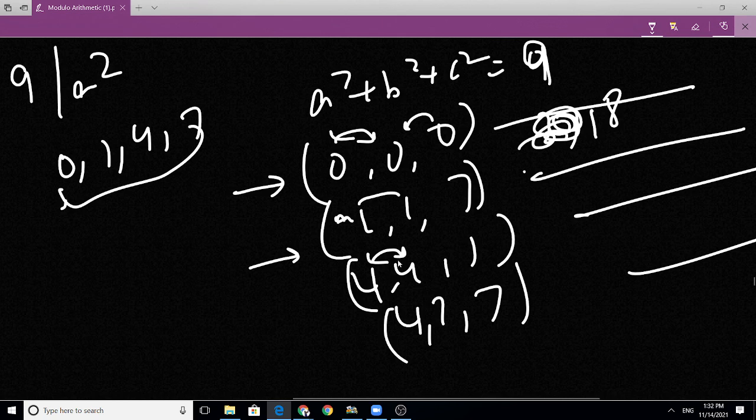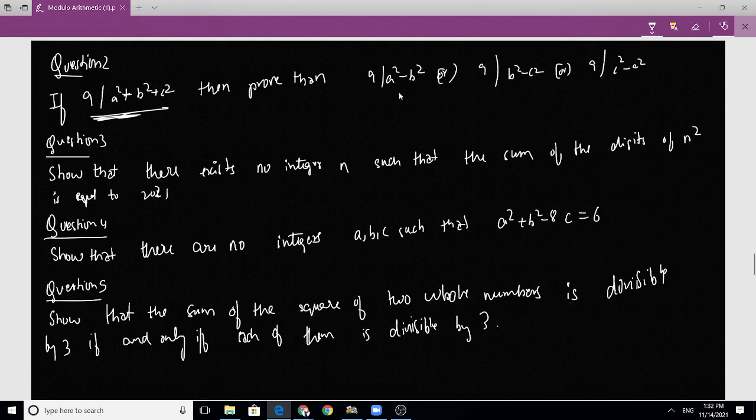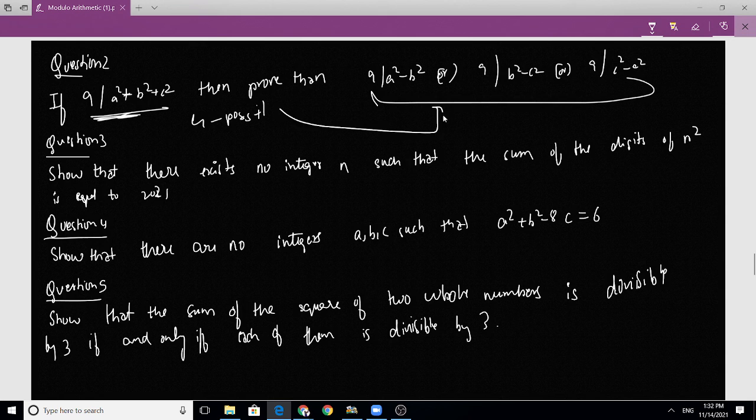I mean 4 square minus 4 square equals 0, 7 square minus 7 square equals 0. So this is what we had to prove, that 9 divides something. So we have got 4 possible cases, and we have shown for each of the possible cases this is true. Then we are done. That's what we have shown.